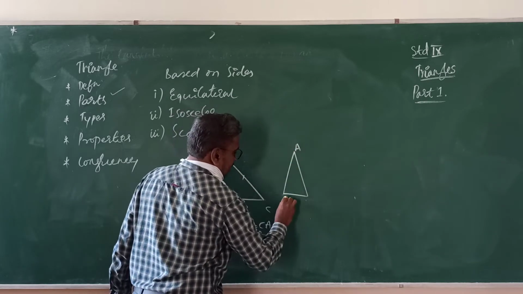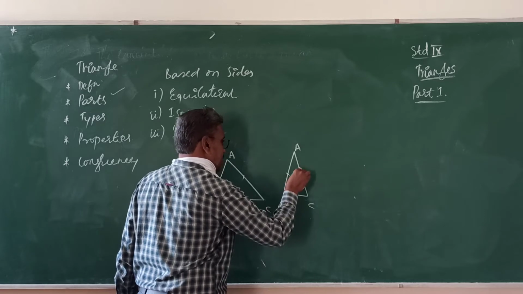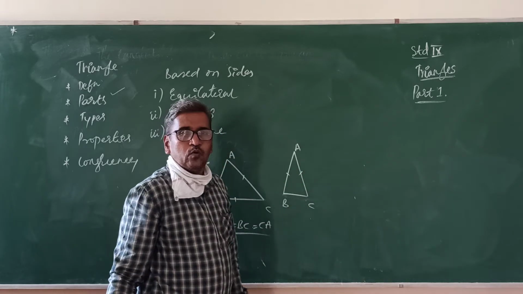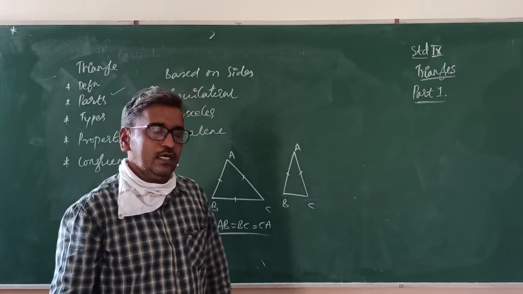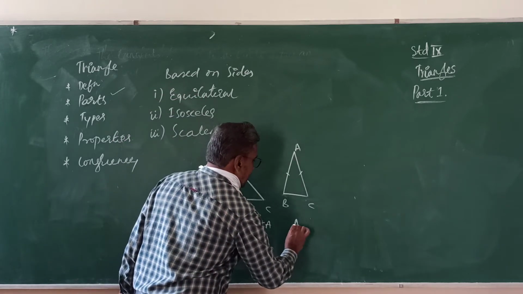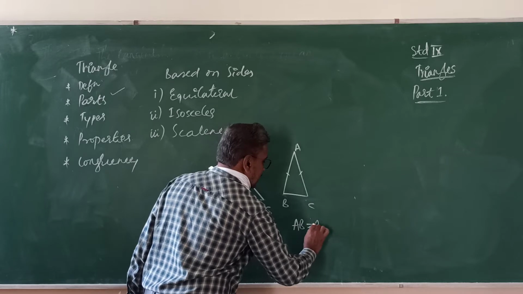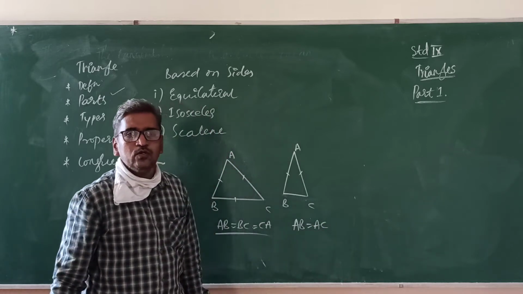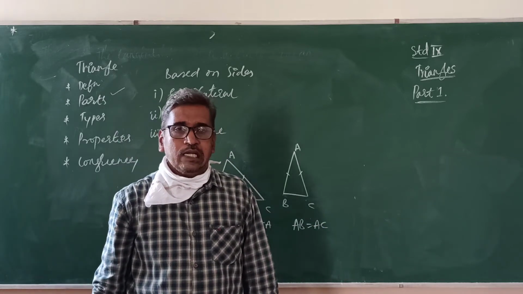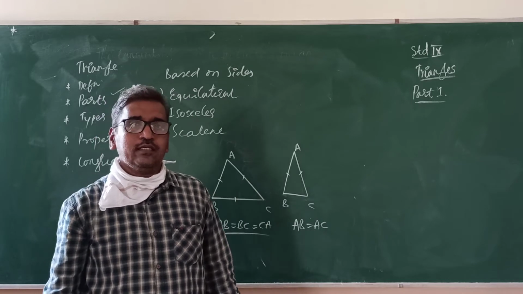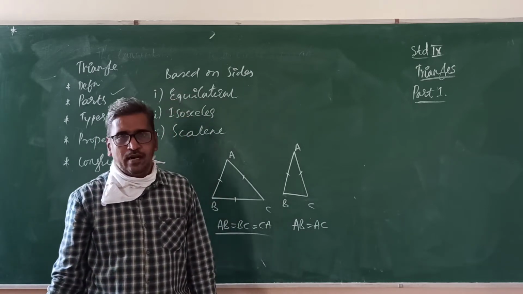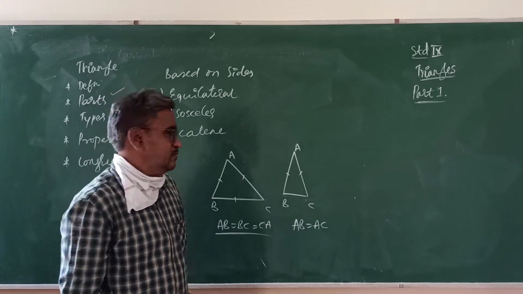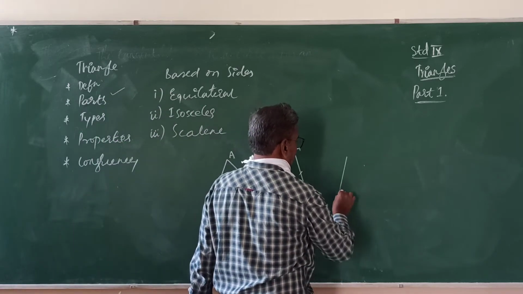And isosceles. ABC is a triangle where AB is equal to AC. Only two sides are equal, then it is said to be an isosceles triangle. Here AB equals AC. If in a triangle only two sides are equal, then the triangle is said to be isosceles. Next, the scalene triangle.